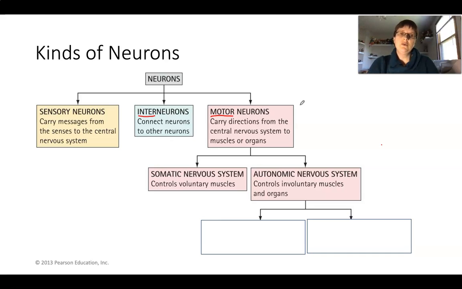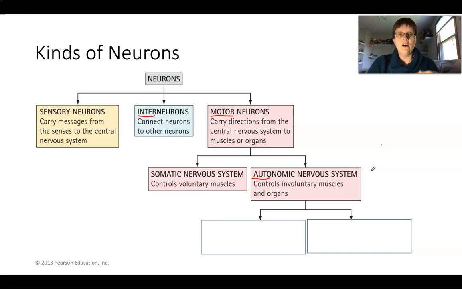These are going to control involuntary muscles and organs. So this section, this autonomic, auto for automatic, right? Auto meaning it happens on its own. So this is going to run the stuff that we don't need to worry about. So this would be like your digestive system, right? Your stomach and your intestines run on their own without you having to think about it.